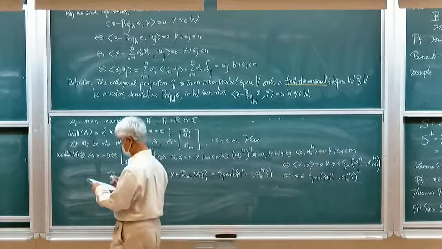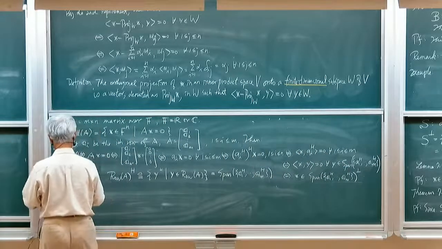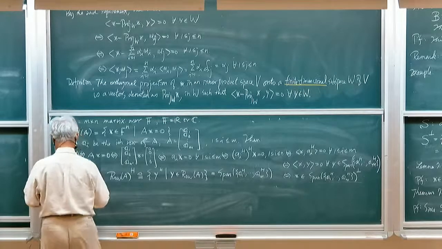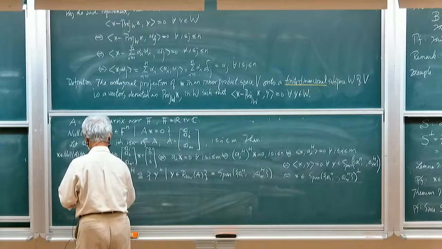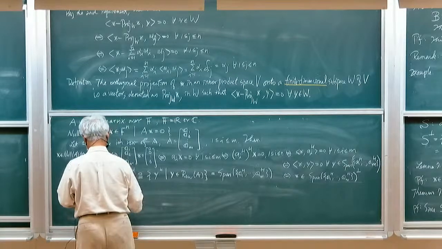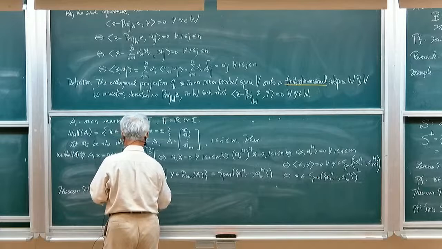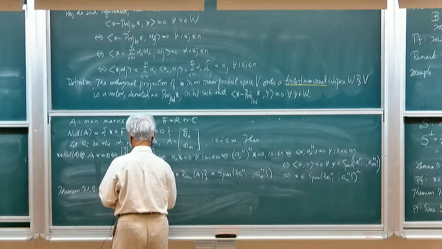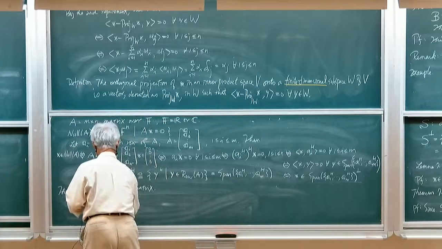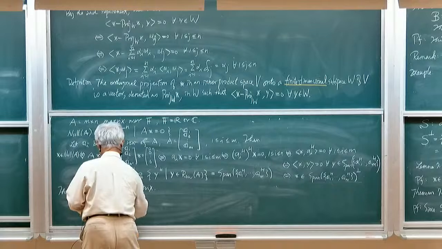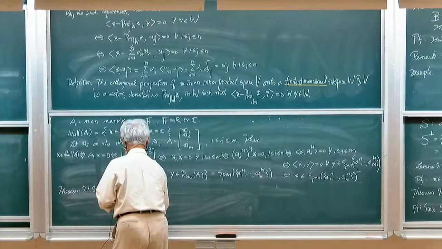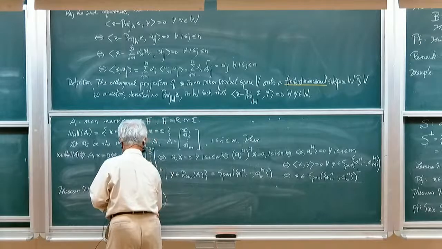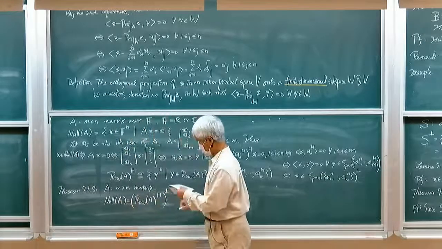So finally, okay, we have a theorem, 7.1.8. If A is an M times N matrix, maybe real or complex, then the null space of A is just the orthogonal complement of the Hermitian of the row space of A. Okay?